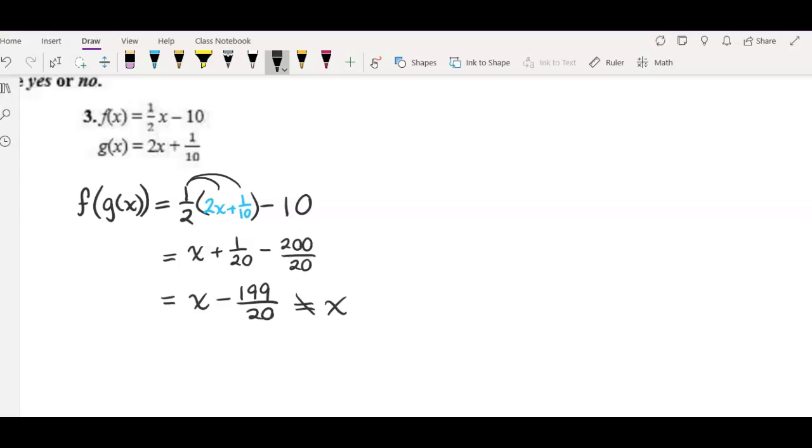So right away, I don't need to compute g of f of x. I can just stop right here and say that these are not inverses, because f of g of x does not equal x. Remember, they both have to equal x. So if it did equal x, we would still have to check g of f of x. But since it doesn't, we are finished.